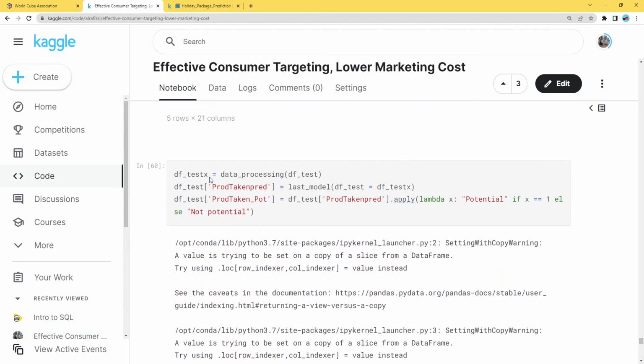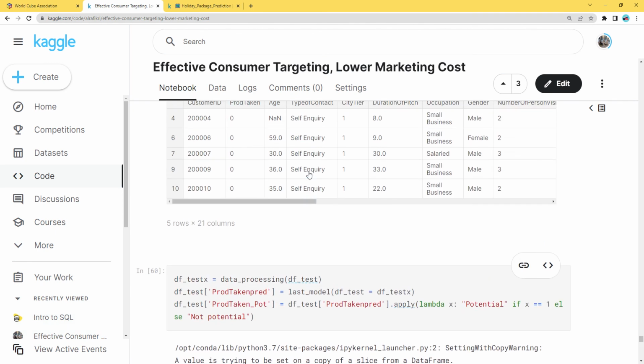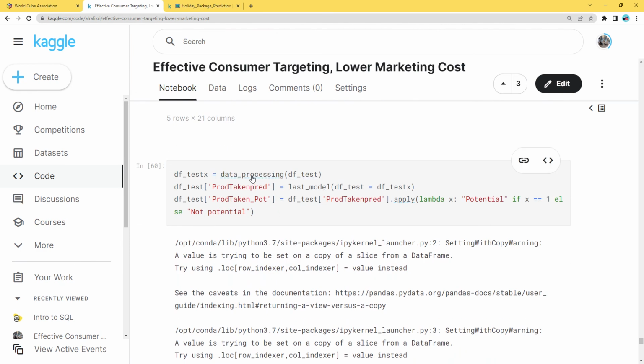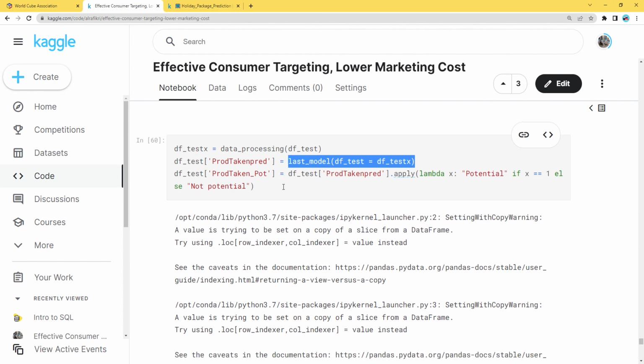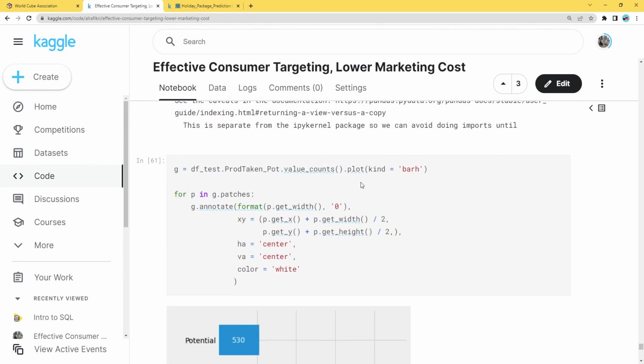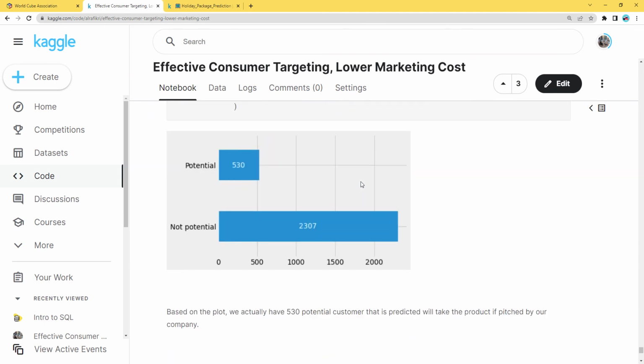Okay, we already filtered the data, and we named it the dev test. This is the function to process the data, and then this is the prediction. Okay, for easier interpretation, I changed 1 to potential and 0 to not potential. And here it is, guys.